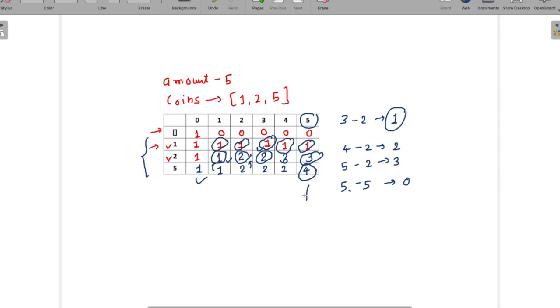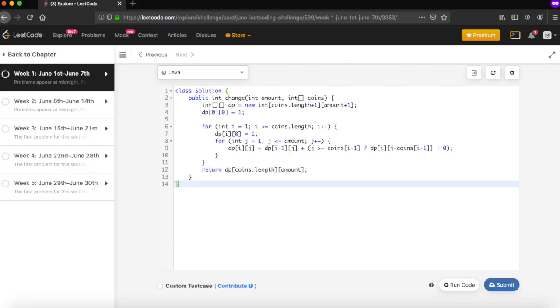Okay, so this will give you the result of how many total possible combinations we can get to achieve the amount 5. Now let's go through the code for this. So we have first defined our DP matrix, which has a length equal to coin length plus 1, as well as amount plus 1.